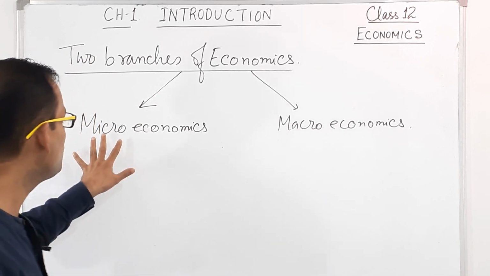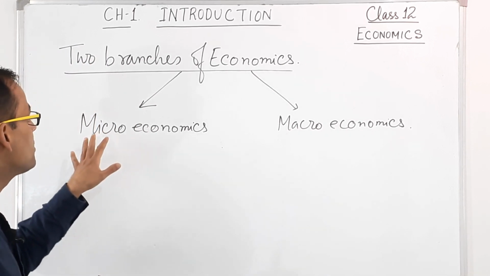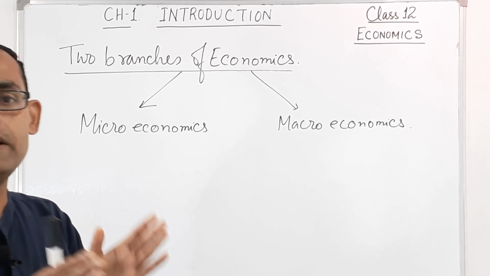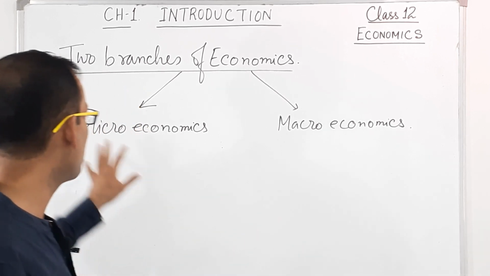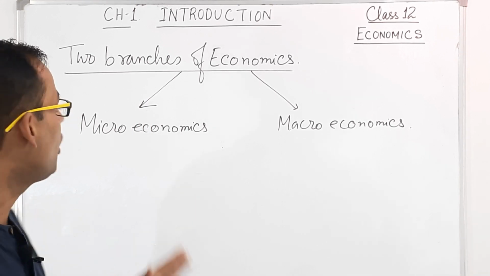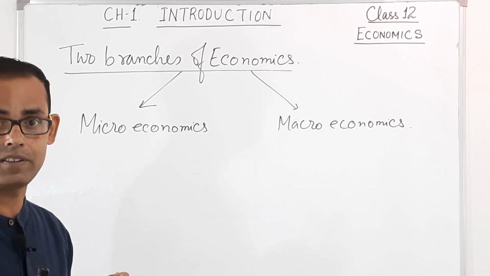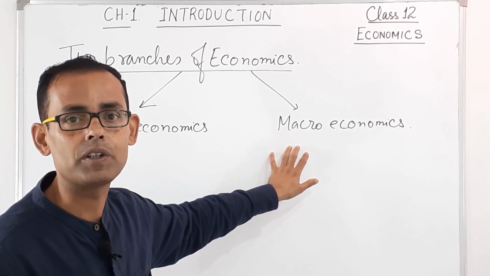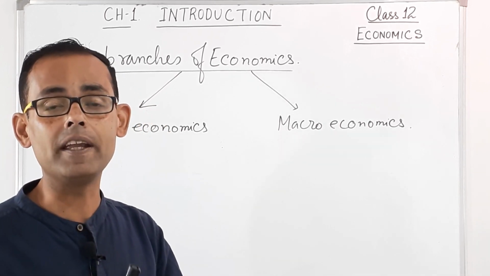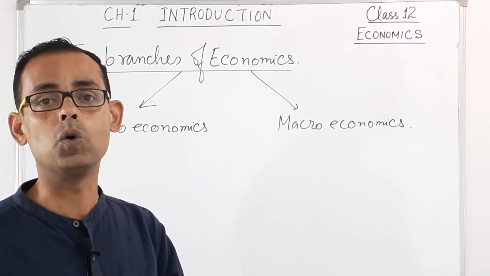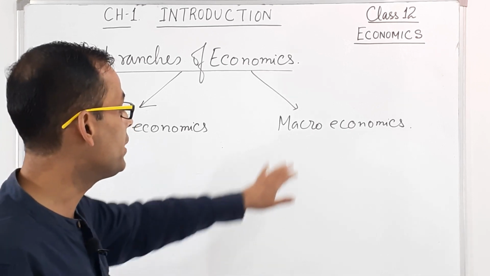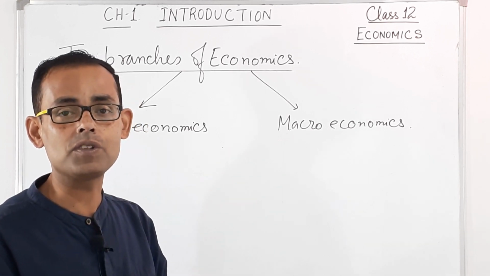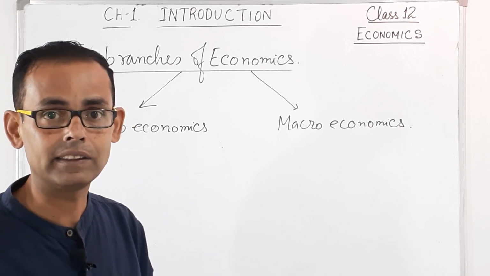Clear or no? Now, what is microeconomics? Microeconomics is the study of behavior of individual economic units in an economy. And in class 12 we are going to study macroeconomics. So what is macroeconomics? Macroeconomics is the study of behavior of the economy as a whole and its aggregates. That means the full economy's behavior you are going to study, and you are going to study its aggregates. Clear up to this much?